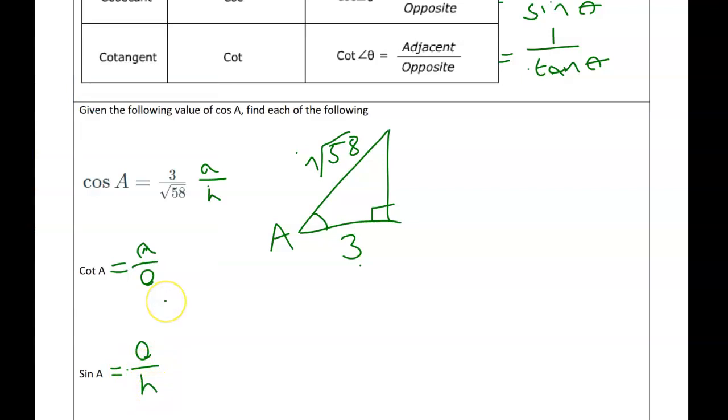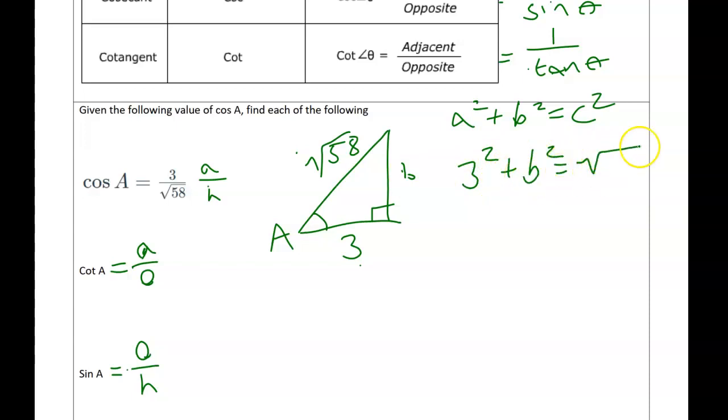So notice we definitely need to find this opposite side here. And to do so, we can use something that you've known probably for years at this point about right triangles, and that's good old Pythagorean theorem: a squared plus b squared equals c squared. We'll call that side b. And we can just plug things in, right? So 3 squared plus b squared equals square root of 58 squared.